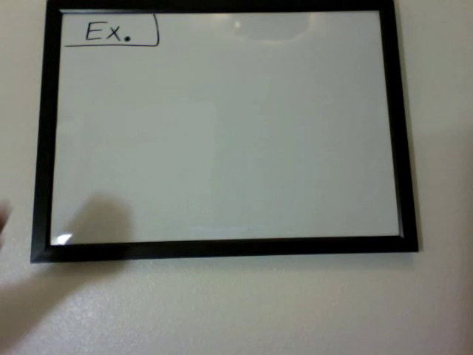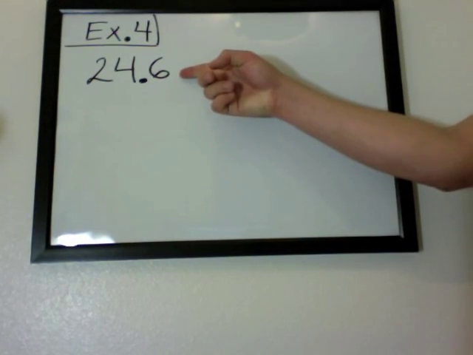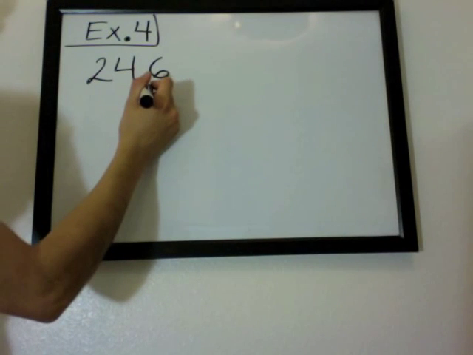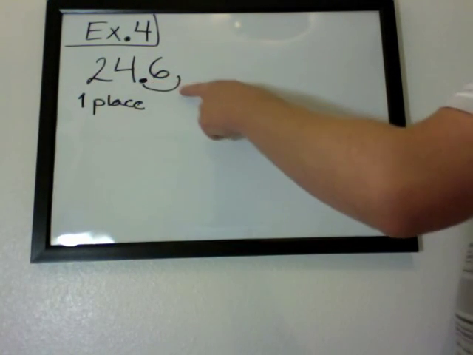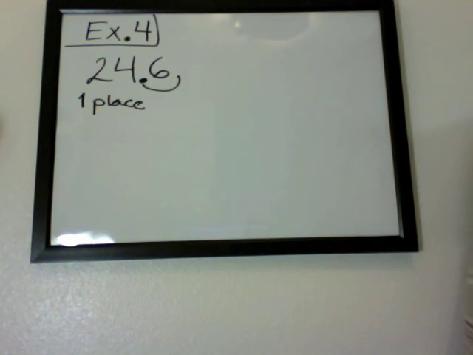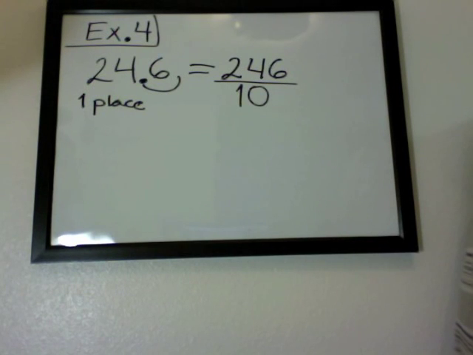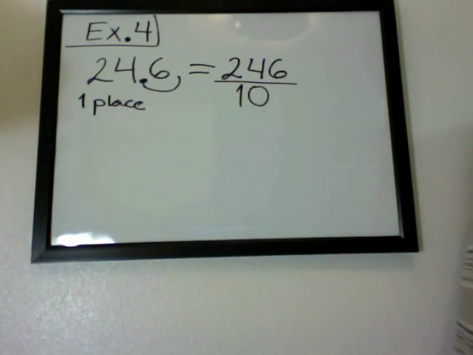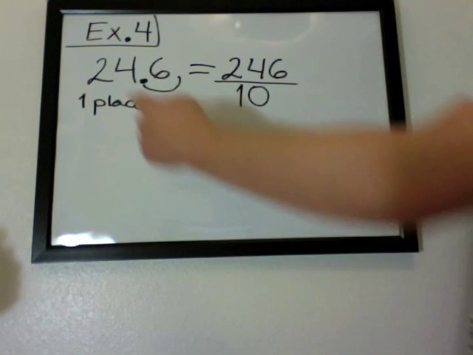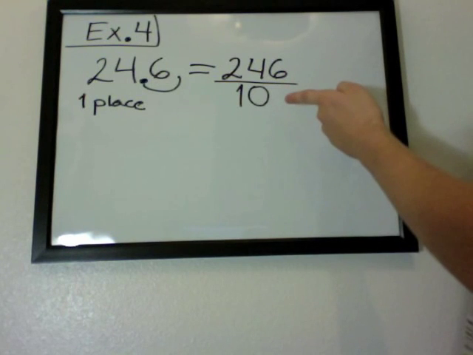Moving on to example number 4. Say we have 24.6. How would we make this into a fraction? Well, the decimal just needs to be moved over once. So you move the decimal over one place. Since we moved it over one place, we keep track of that. So I usually just put one place. And this would equal 246 over 10. It's over 10 because we moved it only one place. If we had moved it two places, we would have put it under 100. So this 24.6 as a fraction is 246 over 10.